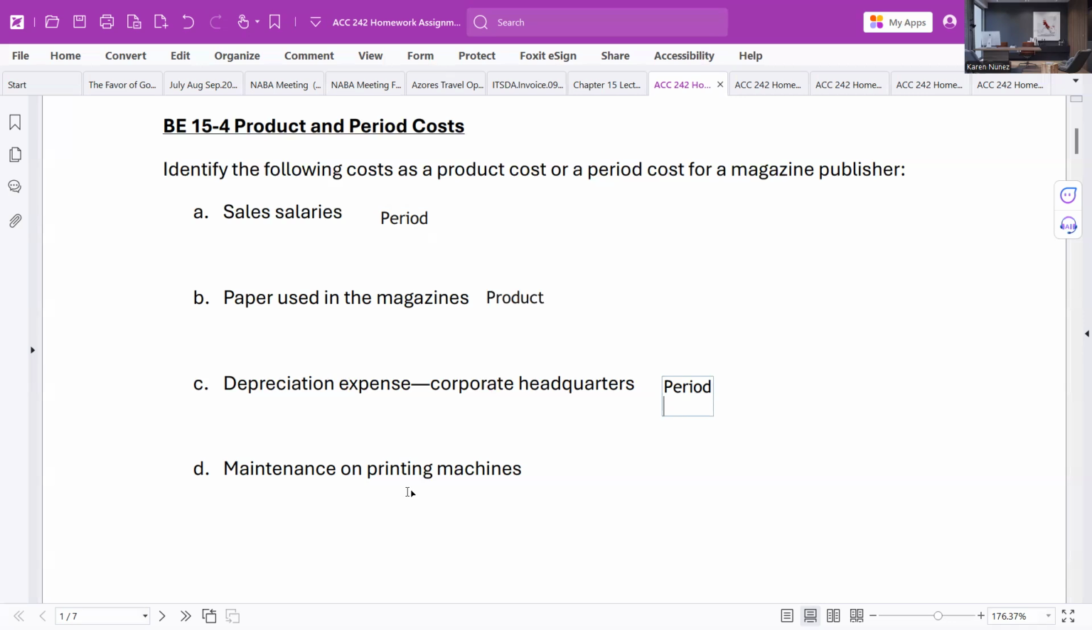And then maintenance on the printing machines. Well, printing machines are going to be used to manufacture the product. So we're looking at a product cost, right? So again, if we have a cost that's related to manufacture of, in this case, a magazine, it's going to be a product cost, like the paper. That's going to be materials. The maintenance on those machines, that's going to be overhead, but still a product cost, right? And then you've got some non-manufacturing costs like sales salaries and corporate headquarters. And that's going to be all we need for BE 15-4.